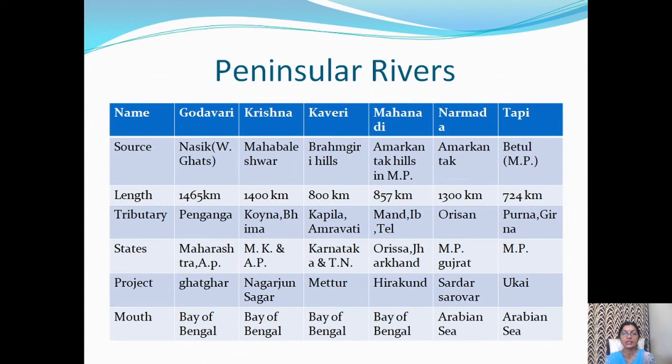Narmada and Tapi do not form delta. Godavari, Krishna, Kaveri, Mahanadi, these rivers form delta. We have to differentiate between west-flowing and east-flowing rivers of peninsular India. You have to learn source, length, tributary.